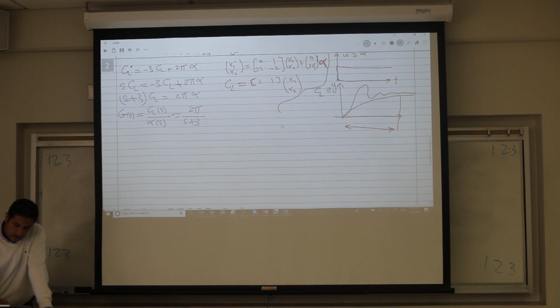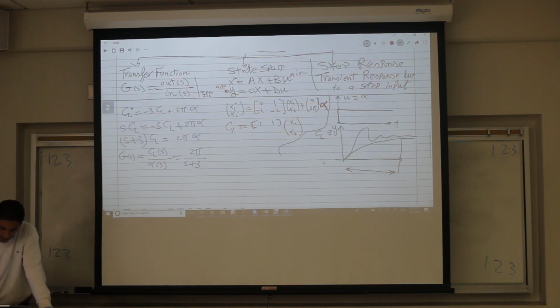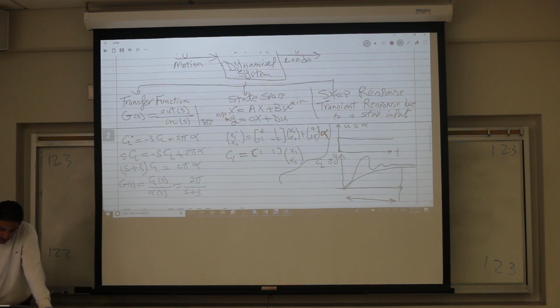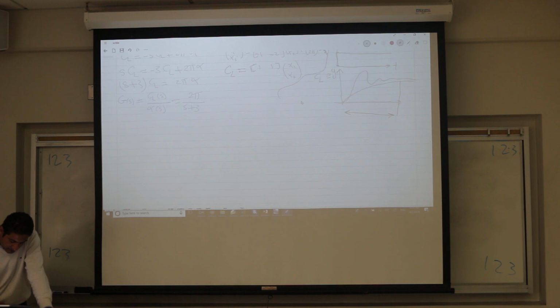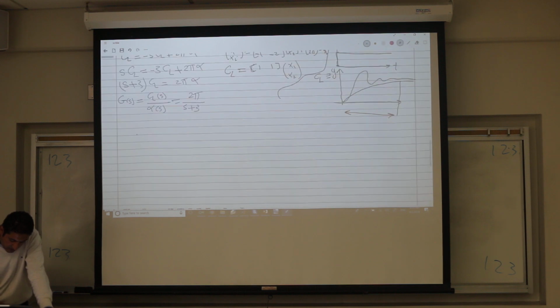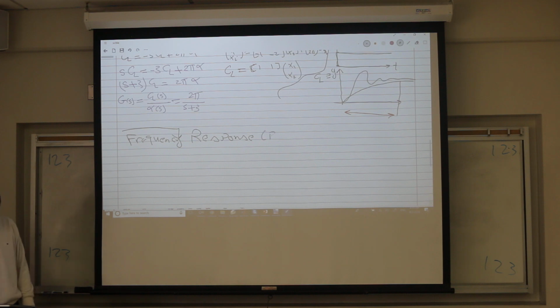Okay. And I will introduce the fourth method, which we will deal with in this class. Zahal reminded us about this, the fourth thing, the frequency response, which sometimes we call the Bode plot. So the step response, and this is the frequency response, sometimes they call the Bode.